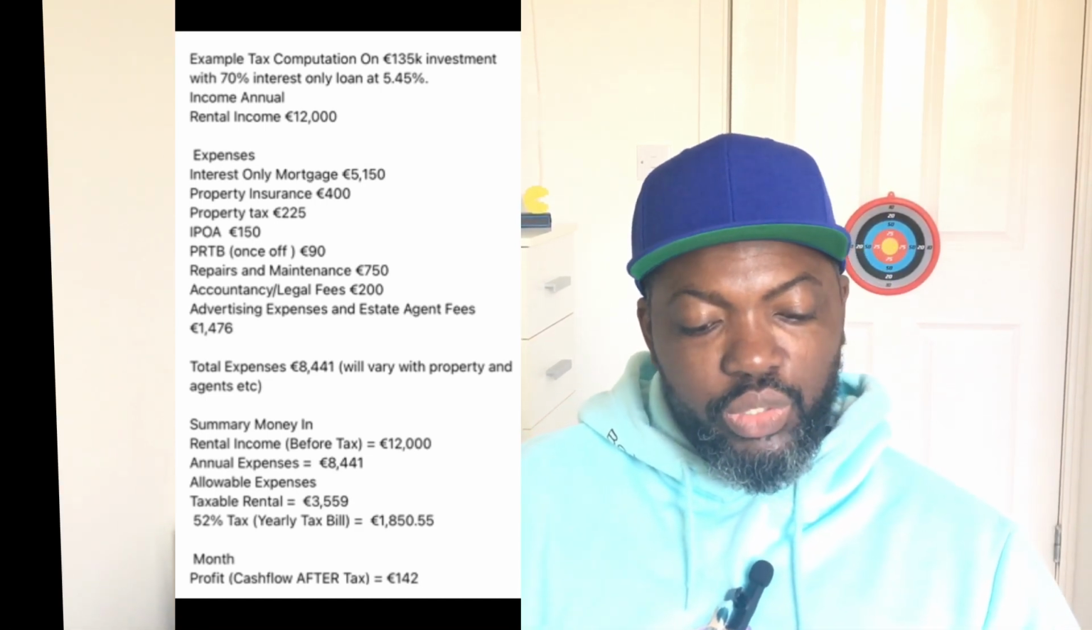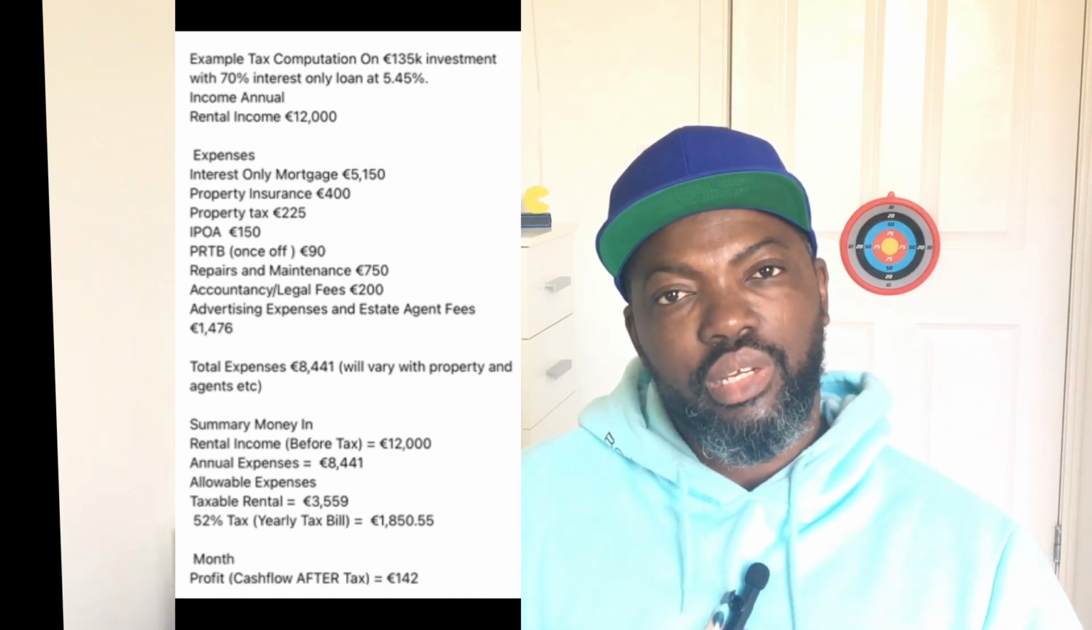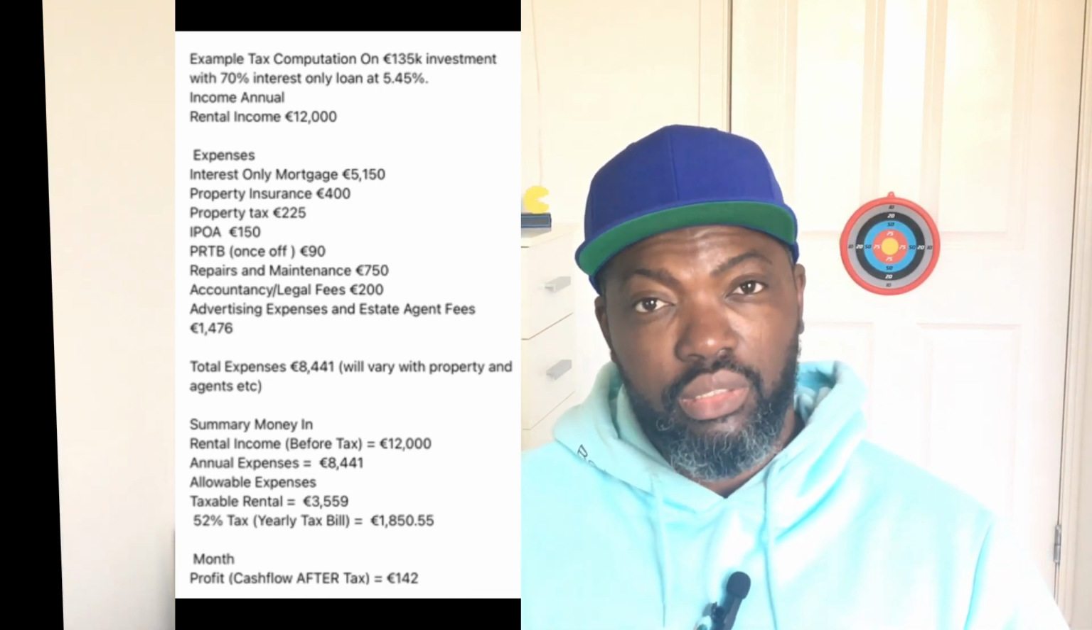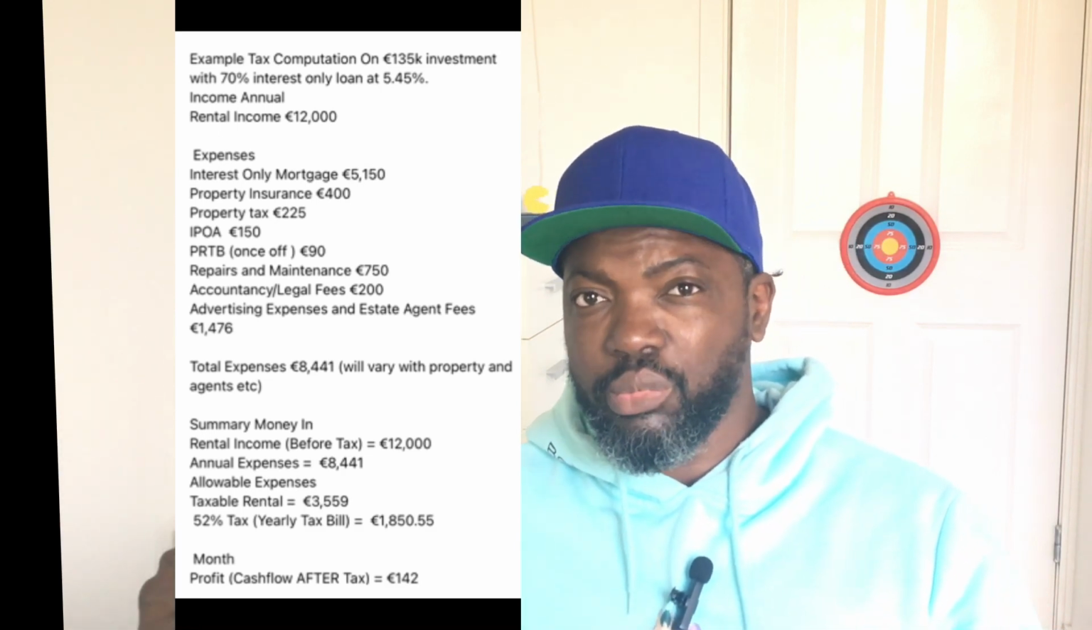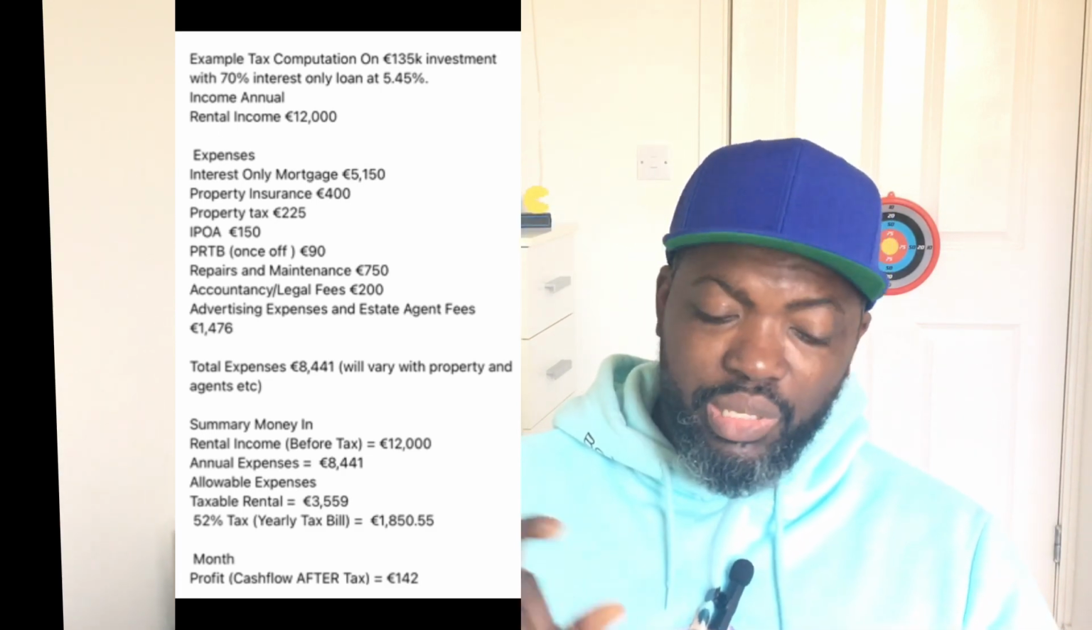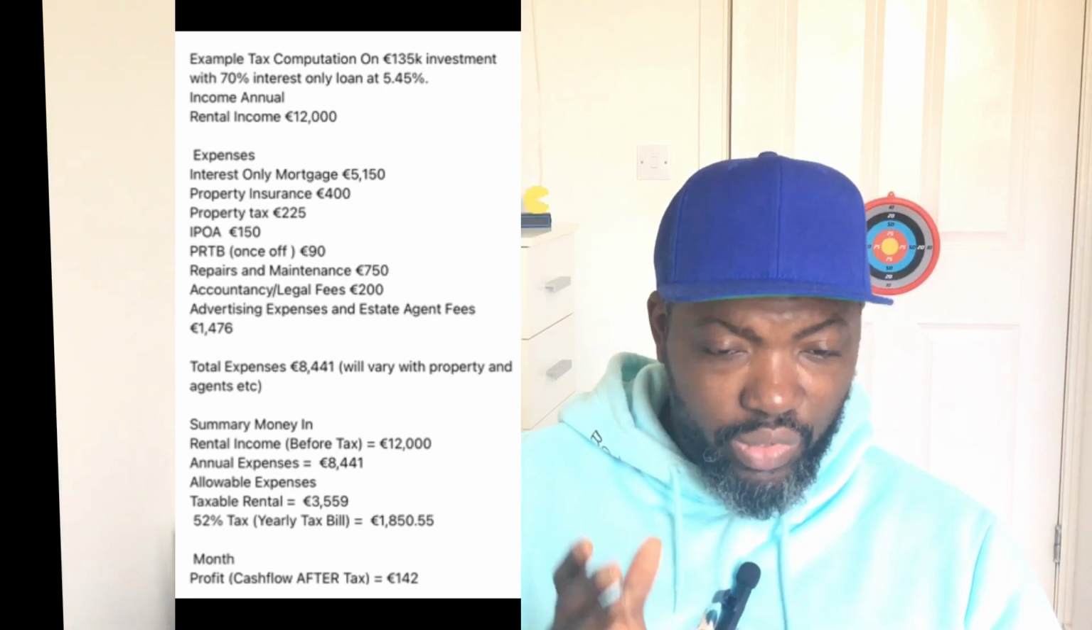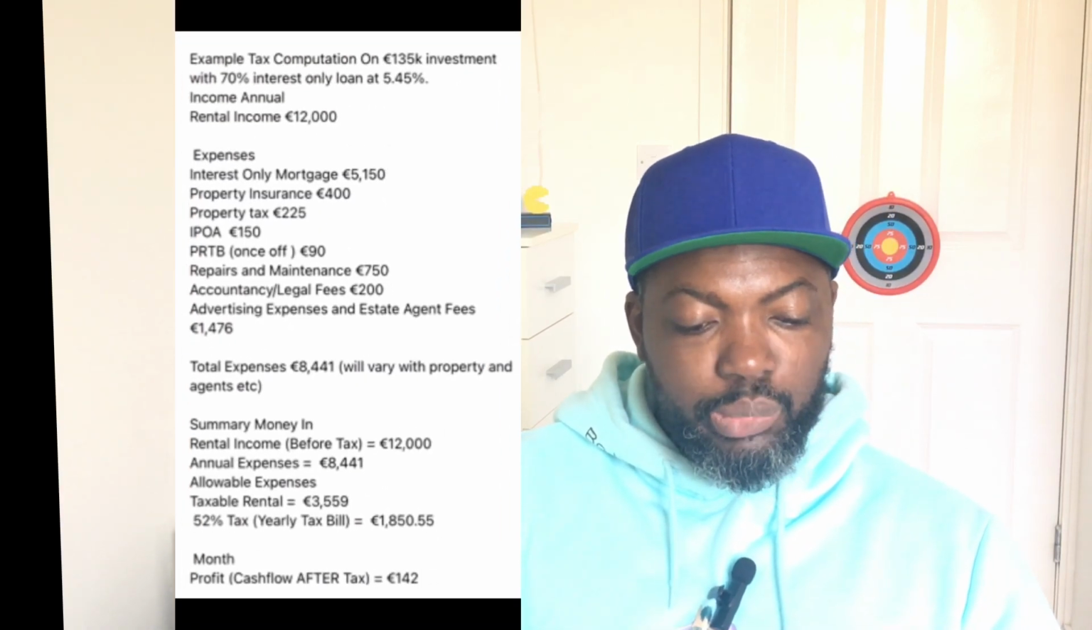The annual income you're expecting is 12,000 a year, which works out to be about 1,000 a month. Okay, typically. Now, in some cases, it will be a bit over. In some cases, it will be a bit below. But typically, this is how it works for this kind of property. Now, look at the expenses.